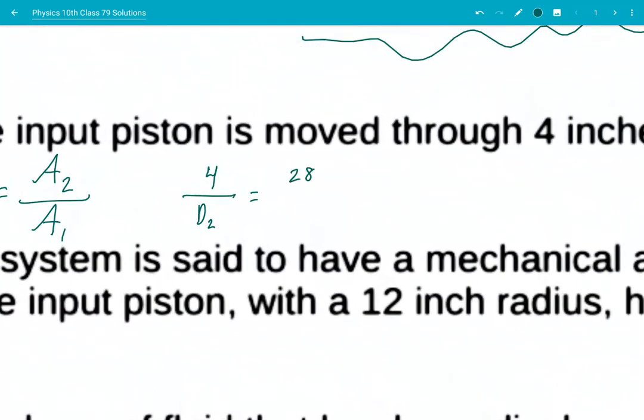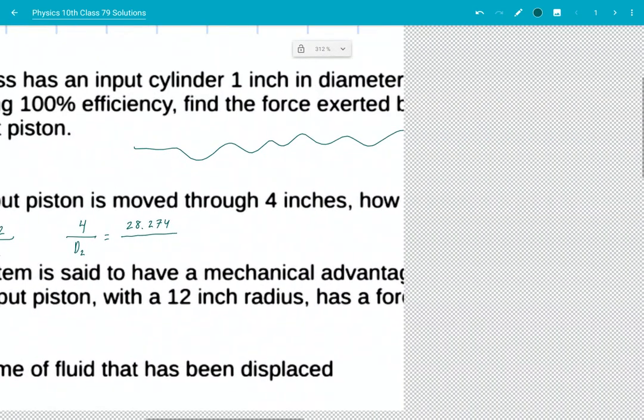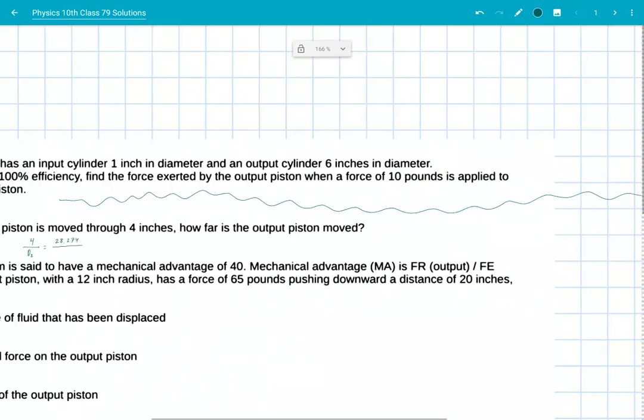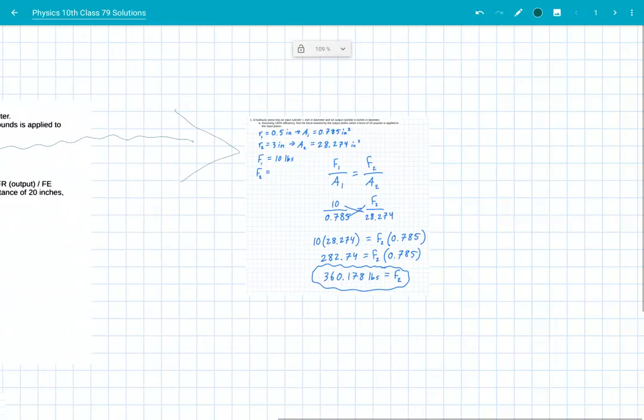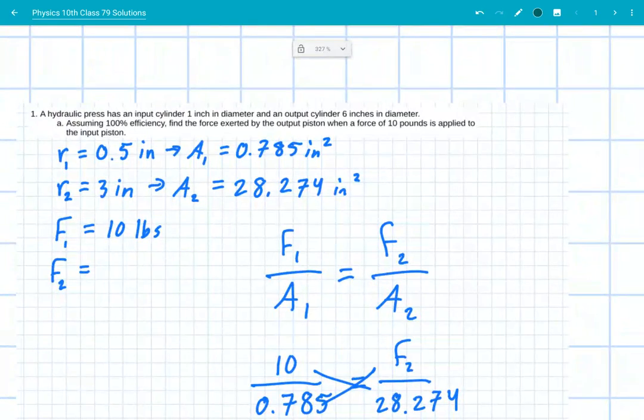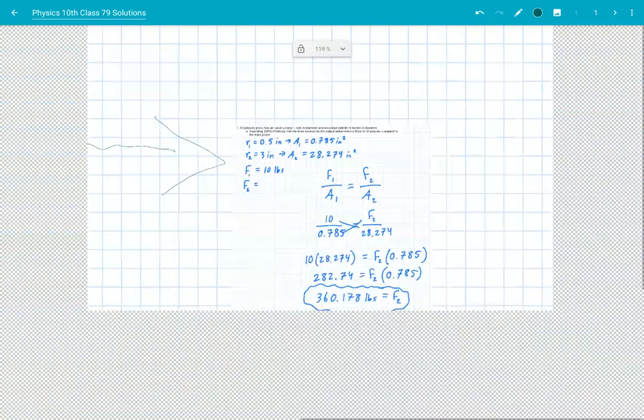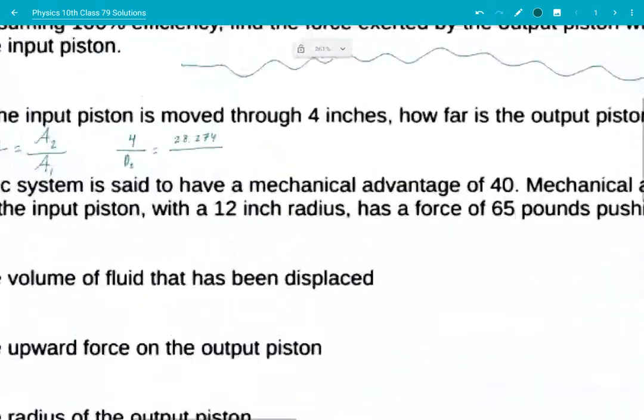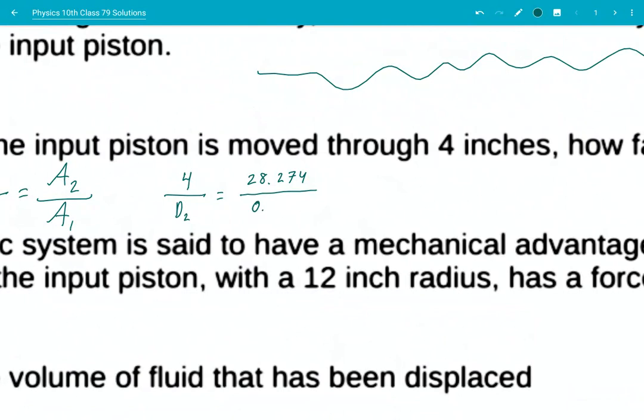28.274 all over A1, and we also know A1. Sorry that I'm moving the screen around so much. This is 0.785 inches, so a little less than an inch, 0.785. All right, now I'm not going to go through the whole cross multiplication process because we've done that a trillion times this year so far. So I'm just going to do it in my calculator, and you should know how to get D2.